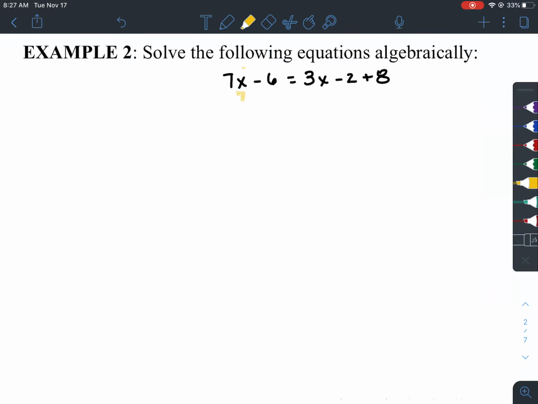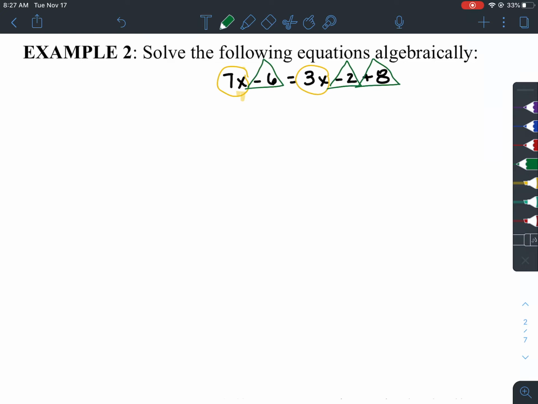I'm going to use circles. So 7x and 3x, right? And then we also have our constants, which is negative 6, negative 2, and positive 8. The difference here is we have more than one constant on one side.